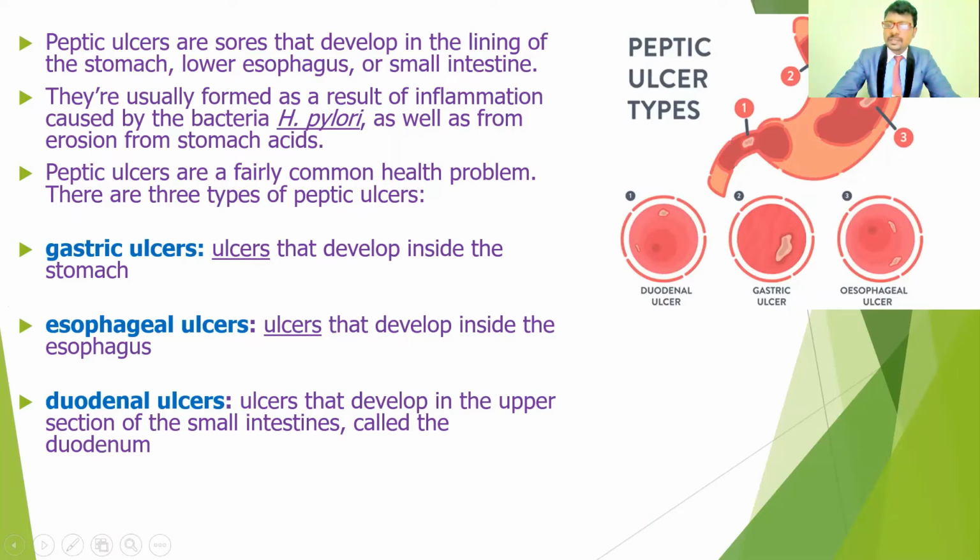The esophagus connects to the stomach, so if any ulcer occurs in the esophagus, it is called an esophageal ulcer. Duodenal ulcers develop in the upper part of the small intestine. The small intestine is divided into the duodenum, jejunum, and ileum, and its upper part is the duodenum. Most ulcers are formed in the duodenum, about 80% of them, and these are called duodenal ulcers.